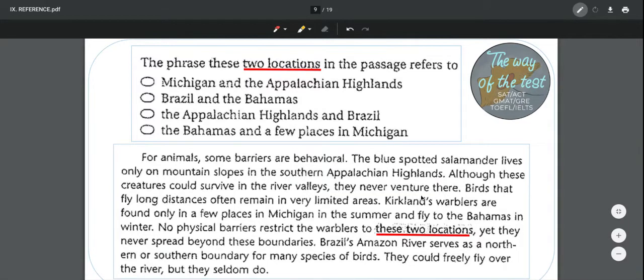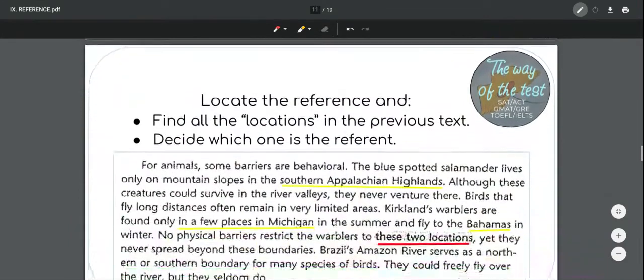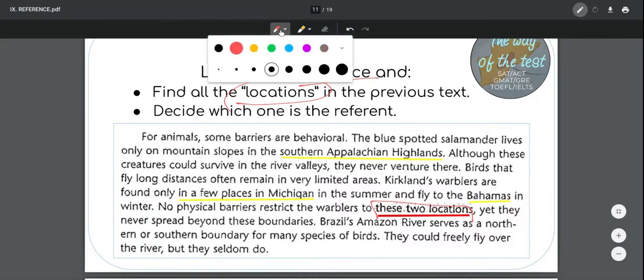We're still going to analyze the question. Okay, so let's apply the strategy. Remember, we are first going to locate the reference and we're going to find all the locations in the previous text. So the reference is these two locations. So now we're going to find all the cases in which we are referring to a location, all the possibilities that may be a reference for this.